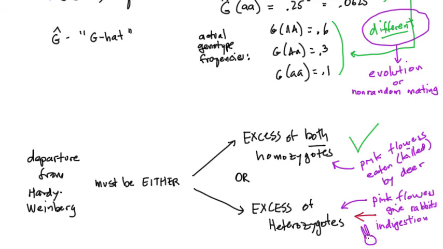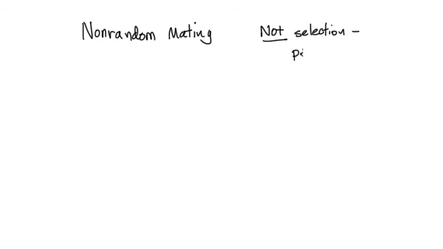Now, the elephant that's been in the room for a while now is non-random mating. And yes, it is a potential cause for a departure from Hardy-Weinberg. You need to be really clear about what non-random mating is and what it isn't. We're talking here about a specific phenomenon that is distinct from natural selection. For non-random mating, you should presume that the fitnesses are exactly the same for everybody in the population. That is, no natural selection.